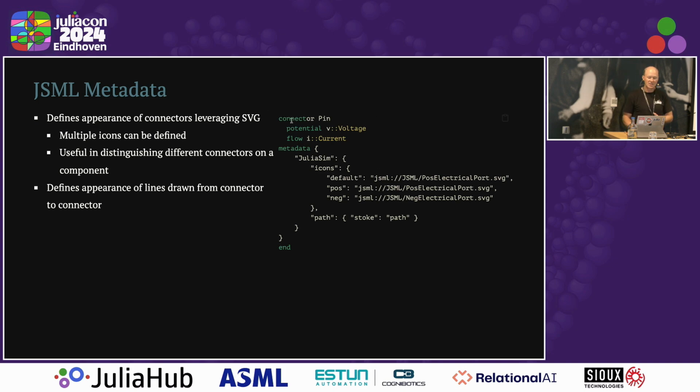So this is an example with a connector pin here, where we can define the appearance of one of these connectors on a resistor or a capacitor. And so we use metadata to do that. Within this connector definition, we have this metadata, and we have a schema that defines what's legal metadata, exactly what form it should take, and we can validate that the metadata is legal. So this allows us to define the icons that will be used.